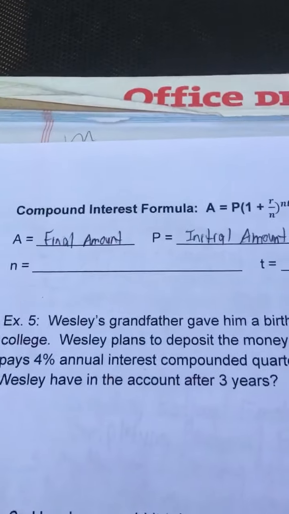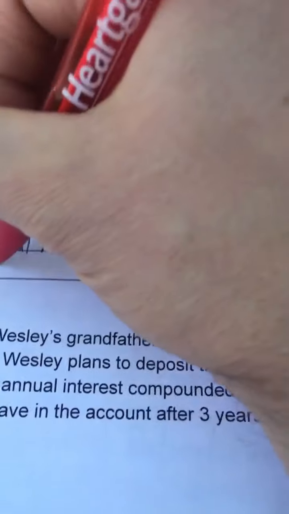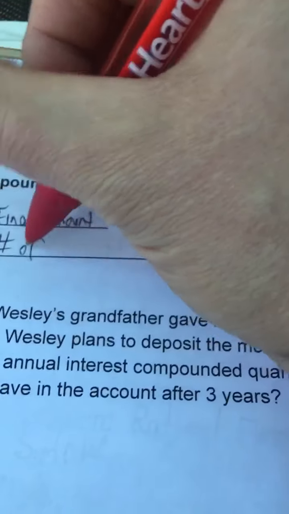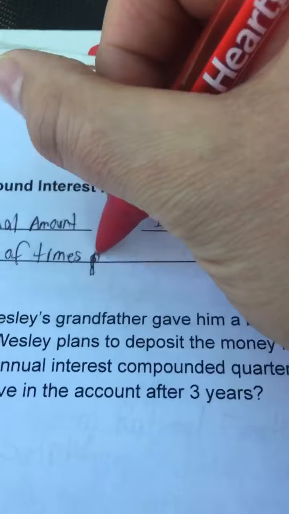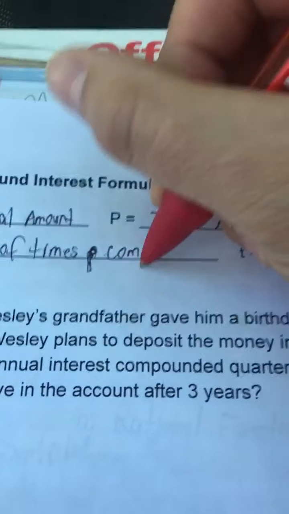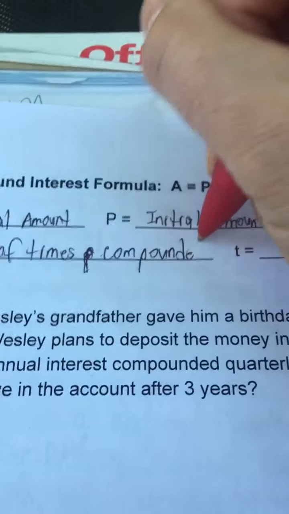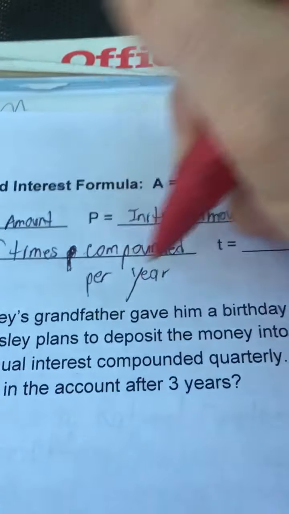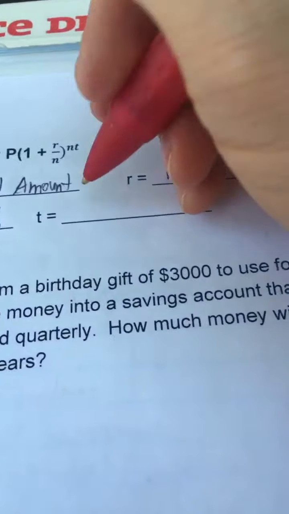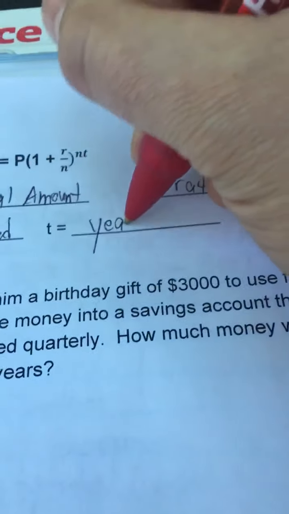N, y'all remember what N is? It's the number of times per year. I should say the number of times it's compounded per year. And T, of course, is time. It's years, how many years have passed.